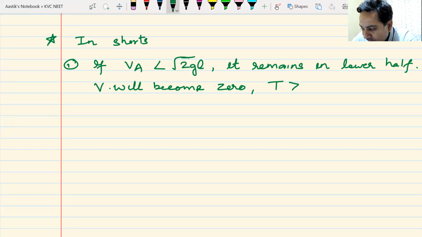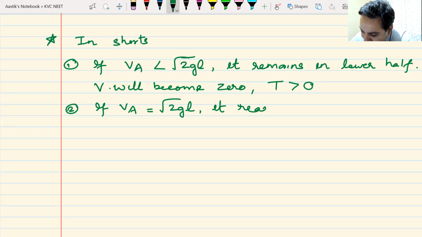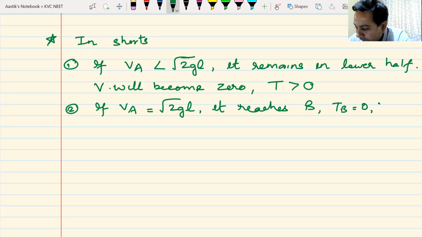Tension is always greater than 0. Tension never becomes 0. If speed at point A is exactly equal to root 2 GL, I hope everyone is writing, it reaches B. T at B is equal to 0. V at B is equal to 0.